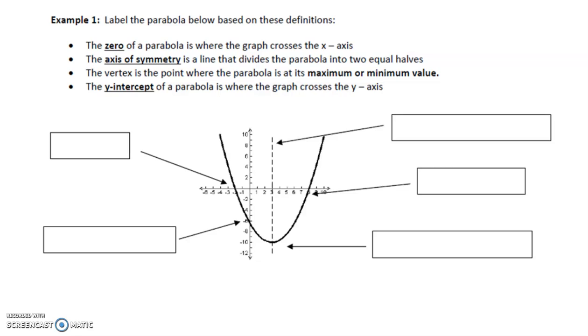Okay, so example 1, label the parabola below based on these definitions. The zero of a parabola is where it crosses the x-axis. So let's take a look at the x-axis, which is here, and it crosses here and here. So this is a zero, and this is also a zero. The axis of symmetry is the line that divides the parabola into two equal halves. It's already marked with this dotted line, so this arrow is pointing to the axis of symmetry.